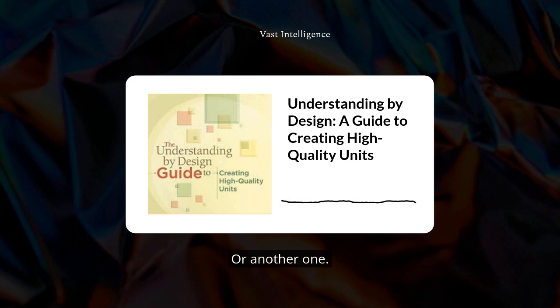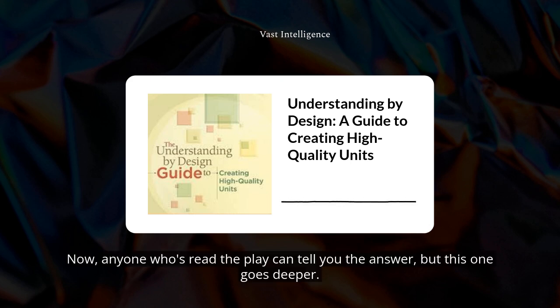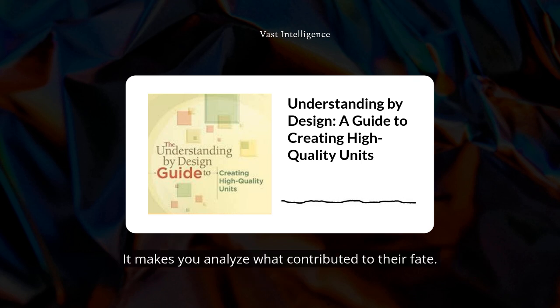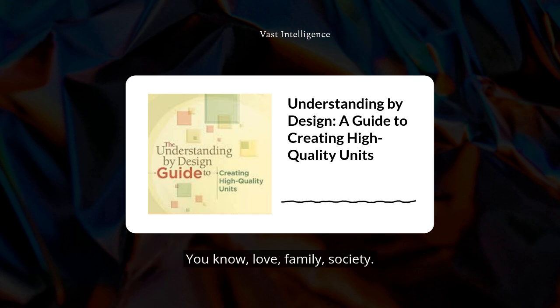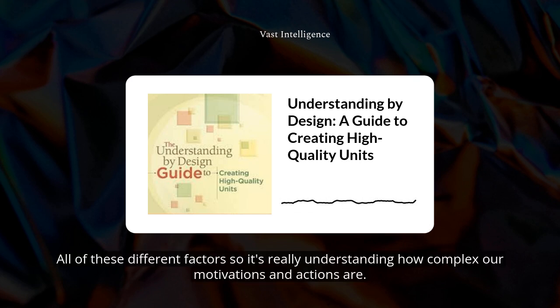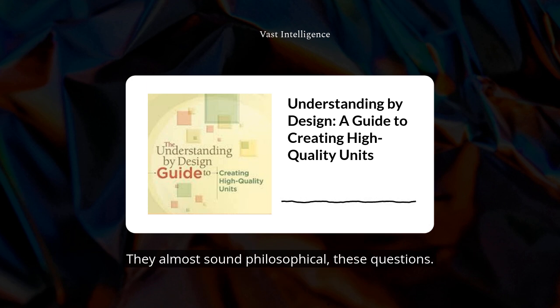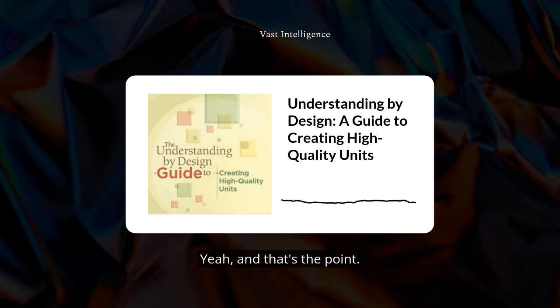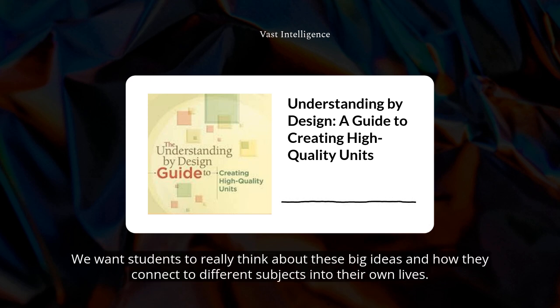Exactly. Or another one, who killed Romeo and Juliet? Now, anyone who's read the play can tell you the answer, but this one goes deeper. It makes you analyze what contributed to their fate: love, family, society, all of these different factors. So it's really understanding how complex our motivations and actions are. They almost sound philosophical, these questions. That's a great point. It's not like typical classroom questions. And that's the point. We want students to think about these big ideas and how they connect to different subjects and to their own lives.